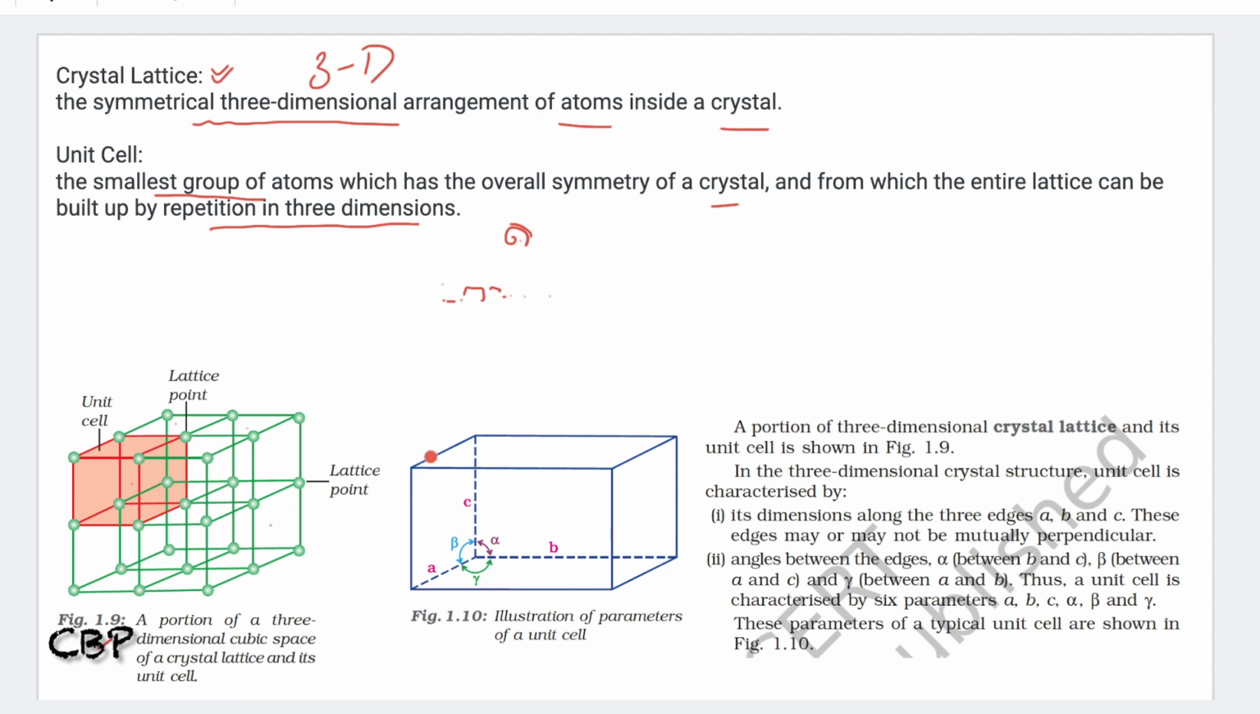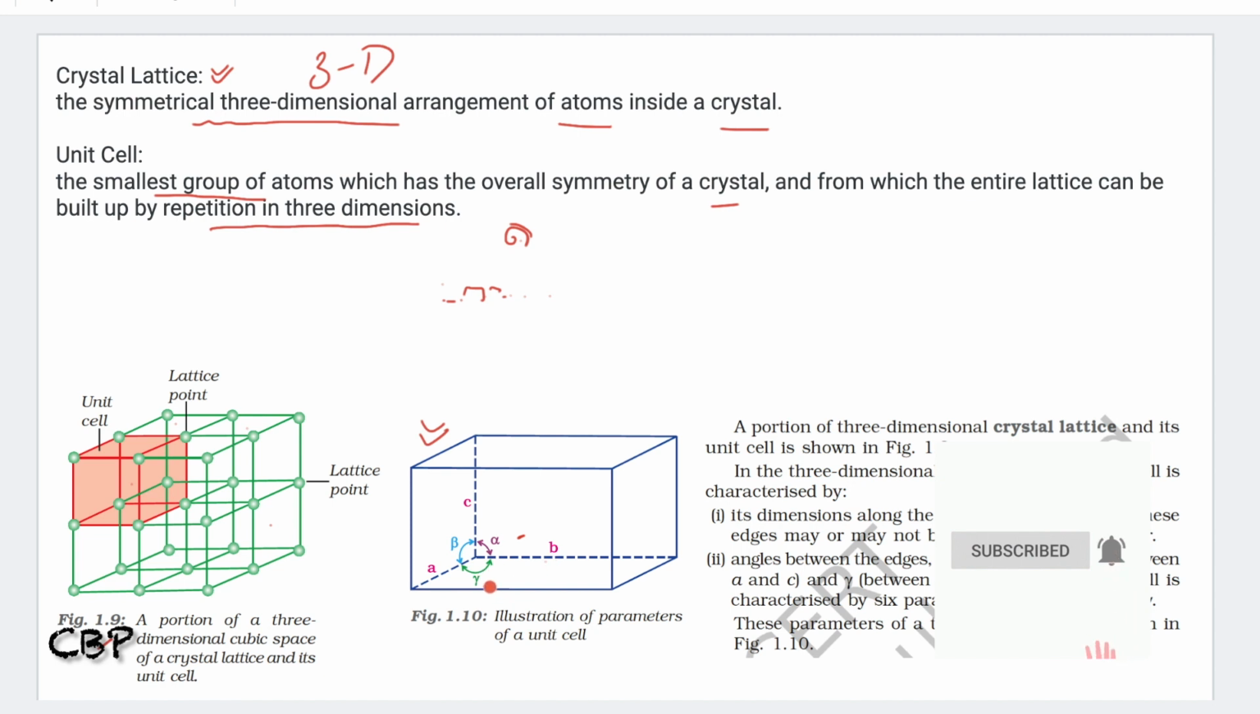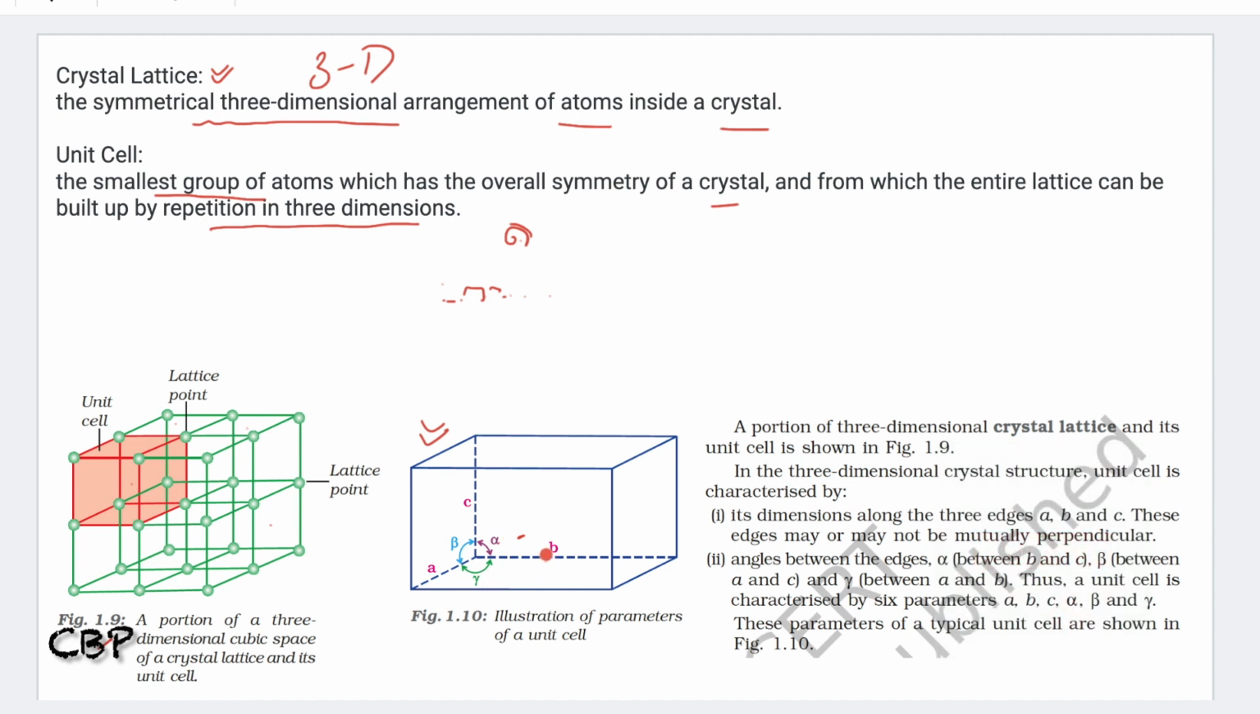Means this is the structure of only one unit cell. Means we study only this one unit cell. Now it is having 3 edges, that is A, B and C. Angles between the edges: alpha between B and C. Now the angle between B and C we call alpha, beta is the angle between A and C, and gamma is the angle between A and B. Now we have 3 angles between these 3 edges. Between A and B we have gamma, between B and C we have alpha, and between A and C we have beta.